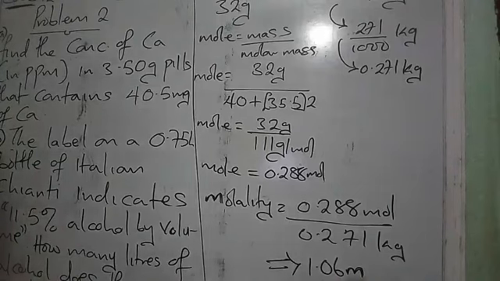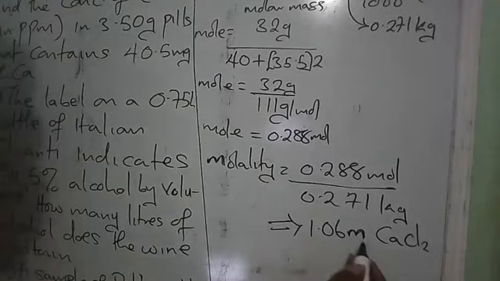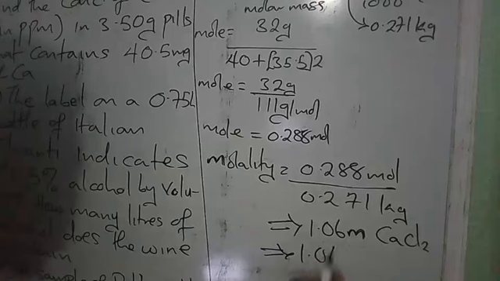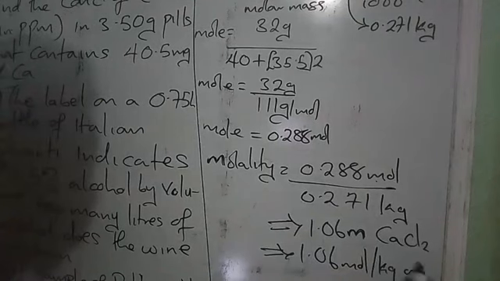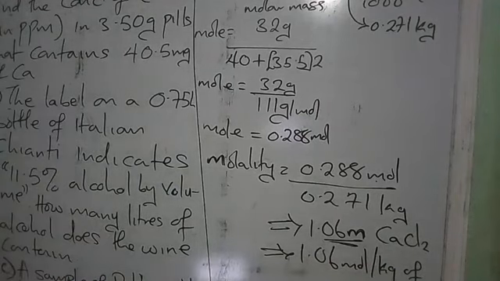Molarity of CaCl2. So you can write it this way: 1.06 molarity of this, or you can write 1.06 mole per kilogram. That is following the unit convention, mole per kilogram of CaCl2. Anyway, either way the answer is correct.